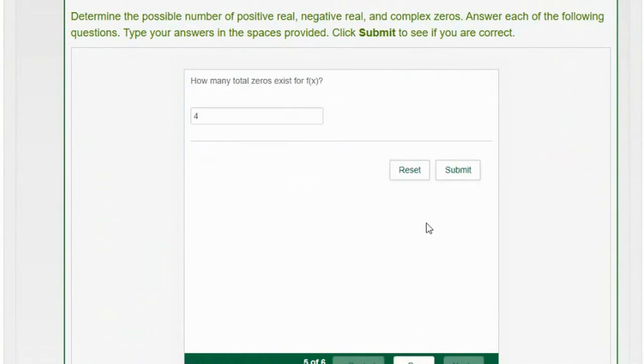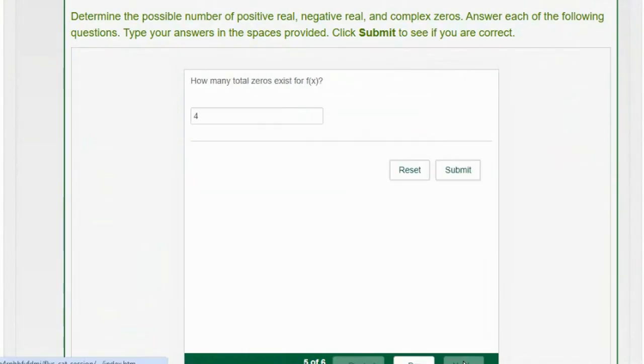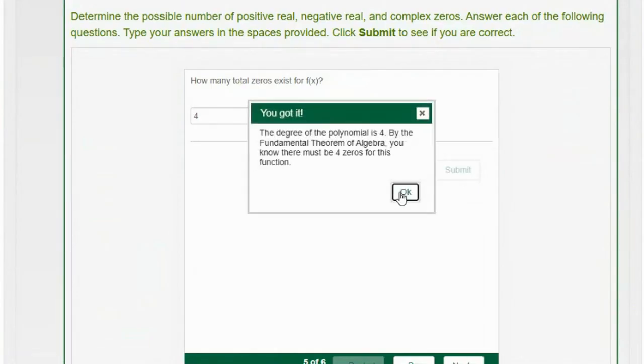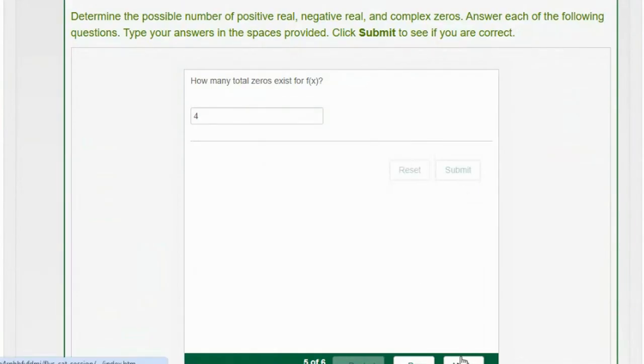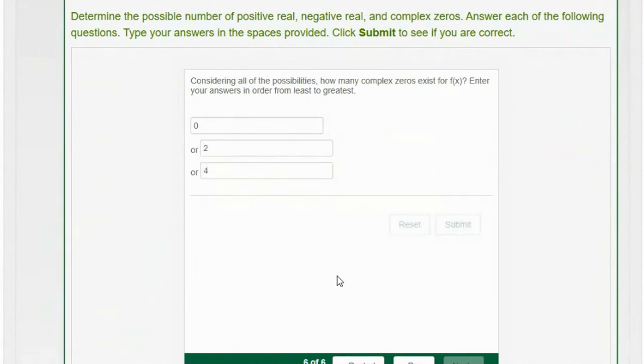Oh, I hit the wrong thing. All right, next. Submit. Yep, must be 4 zeros. 0, 2, or 4. Yes. Okay, that was step 2.